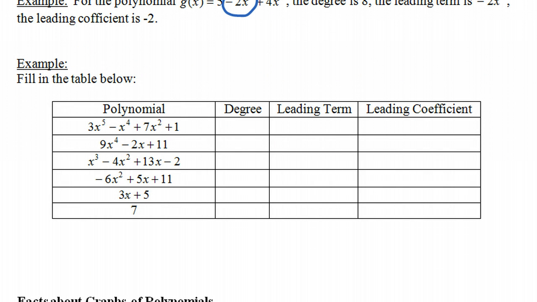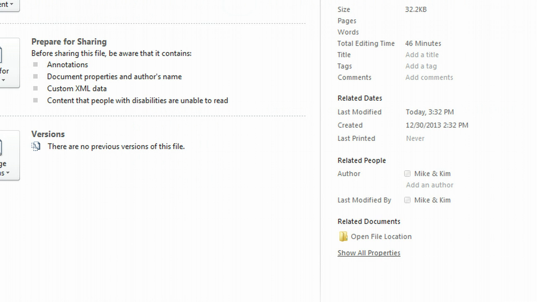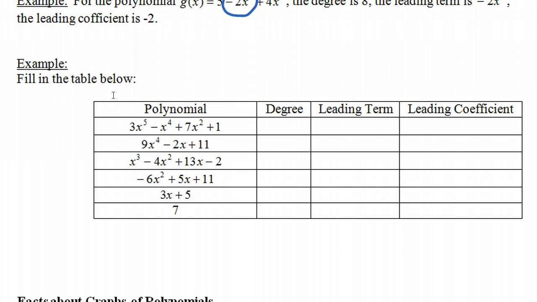Okay, let's fill in this table. I've listed some polynomials here, and each of these polynomials has a degree, a leading term, and a leading coefficient. So in this first polynomial, 3x to the fifth minus x to the fourth plus 7x squared plus 1, the degree of the polynomial is 5. The leading term is 3x to the fifth, and the leading coefficient is 3.